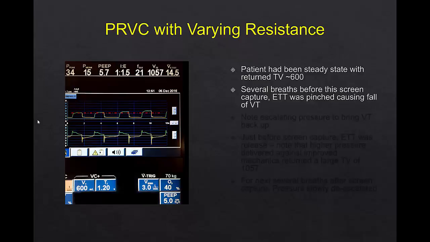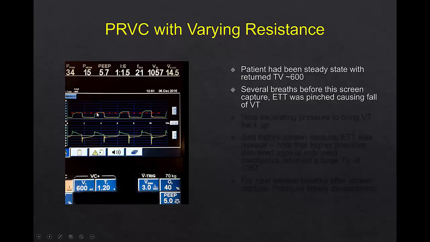Remember, the machine's delivering a pressure, so if I squeeze the tube and the machine delivers the same pressure, the tidal volume will fall off. Now, by the time the machine got to this pressure, the tidal volumes had fallen off to around 300. This happened before the screen capture. I really need a video to show you this. But the machine realized right here the tidal volumes were falling short, so I drew a red line at the current peak airway pressure. At that time, I think it was around 20.